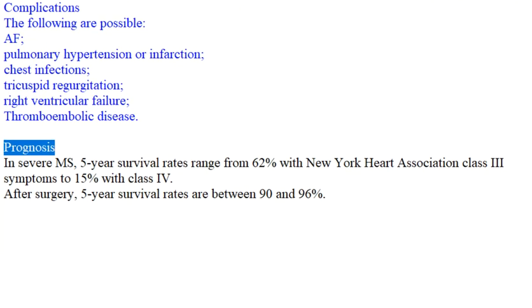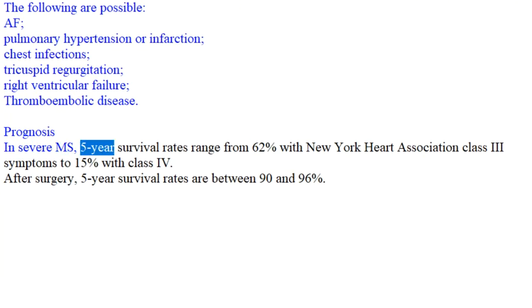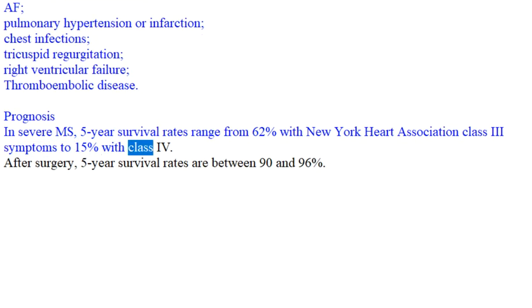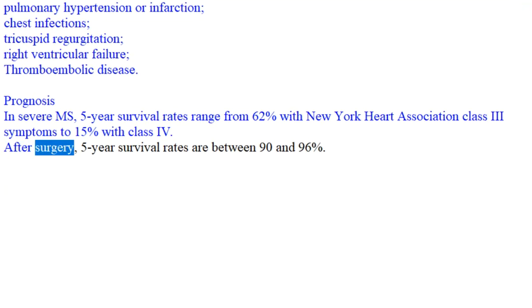Prognosis. In severe MS, 5-year survival rates range from 62% with New York Heart Association Class 3 symptoms to 15% with Class 4. After surgery, 5-year survival rates are between 90 and 96%.